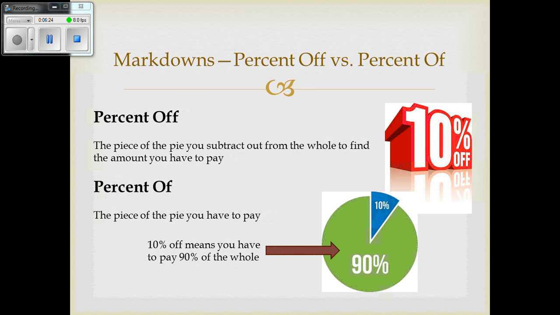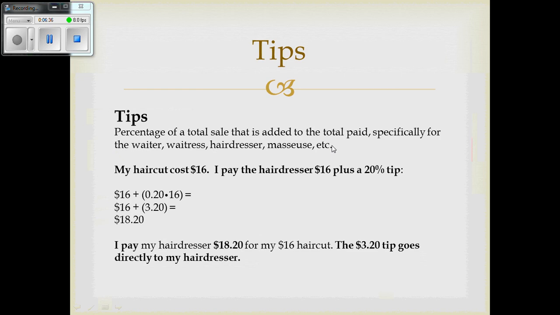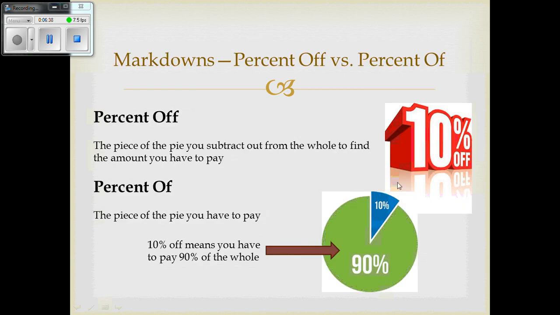Markdowns. Percent off versus percent of. Usually when you see a markdown or discount price, it's going to say something like 10% off. Well, 10% off is the piece of the pie that you are going to be subtracting out. So this blue piece, that 10%, you won't have to pay that 10%. But what it means is that you're going to pay 90% because 100 minus 10 is 90.